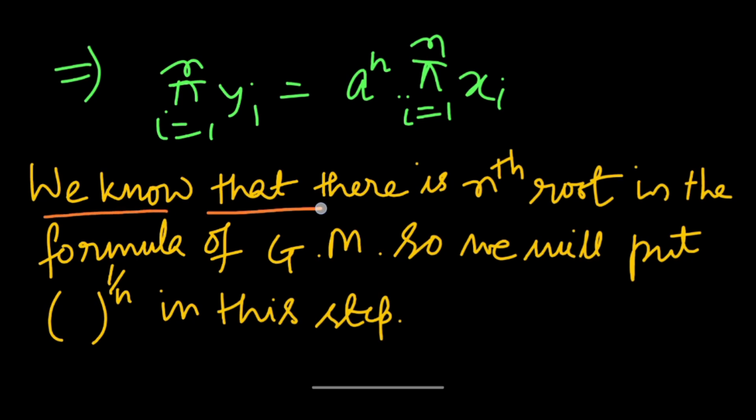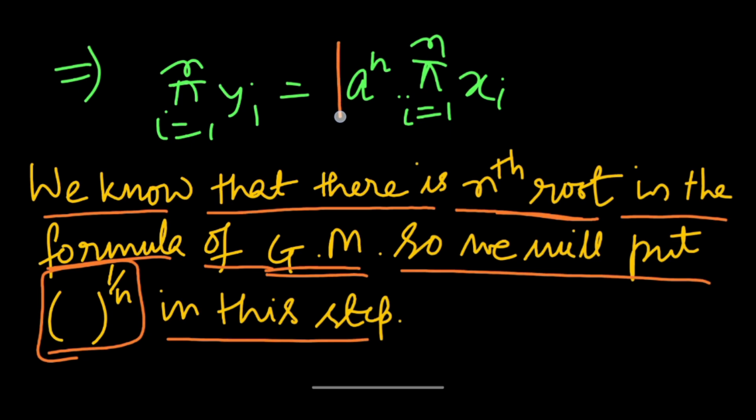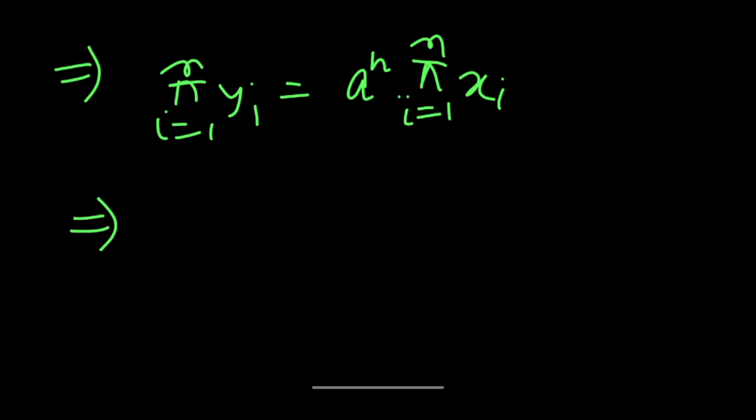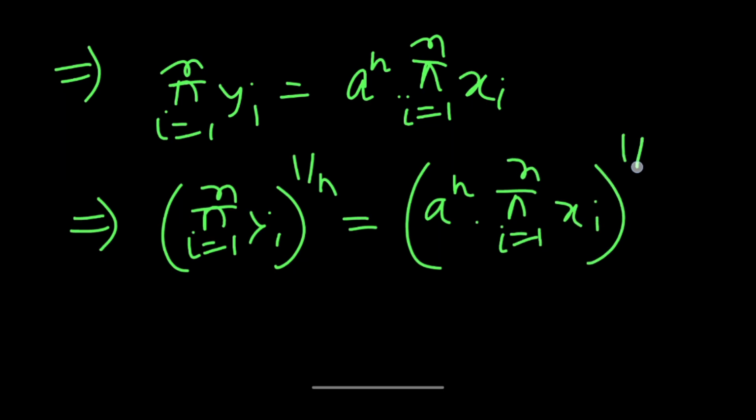We know that there is an nth root in the formula of geometric mean, so we will put a bracket to the power 1 by n in the following equation on both the sides of the equation. So we will follow like this: the product for i equals 1 to n of yi, whole to the power 1 divided by n, equals a to the power n times the product for i equals 1 to n of xi, whole to the power 1 by n.